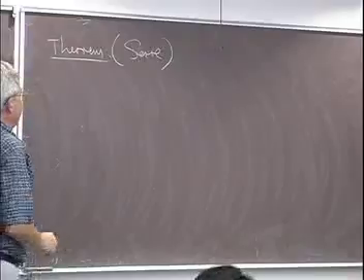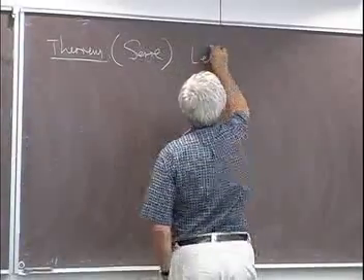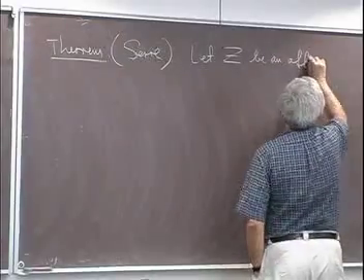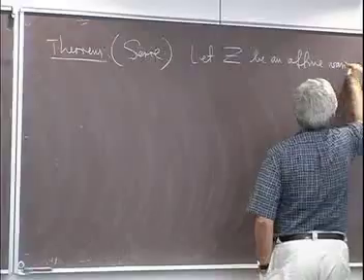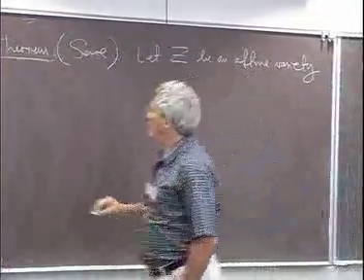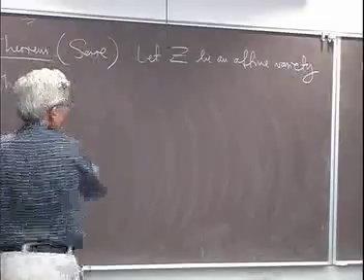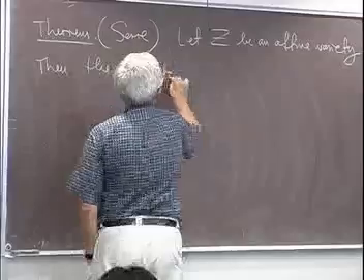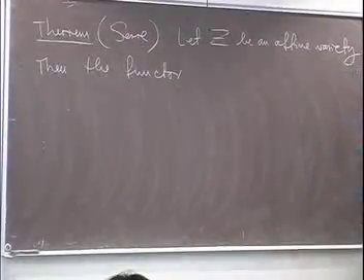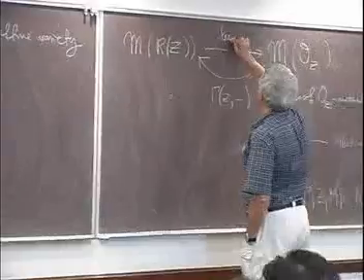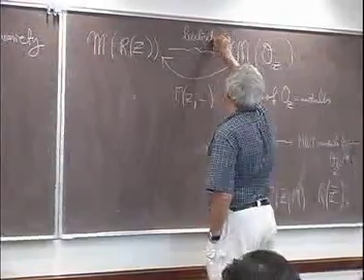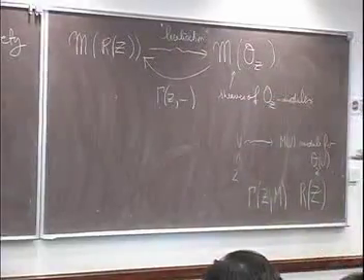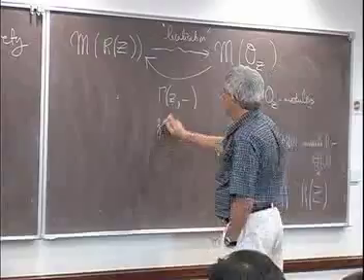Which says the following. So let Z be an affine variety. Then the functor, okay, this functor is called localization. We already heard this term because it's obtained by a localization procedure, and this is the functor of global sections.